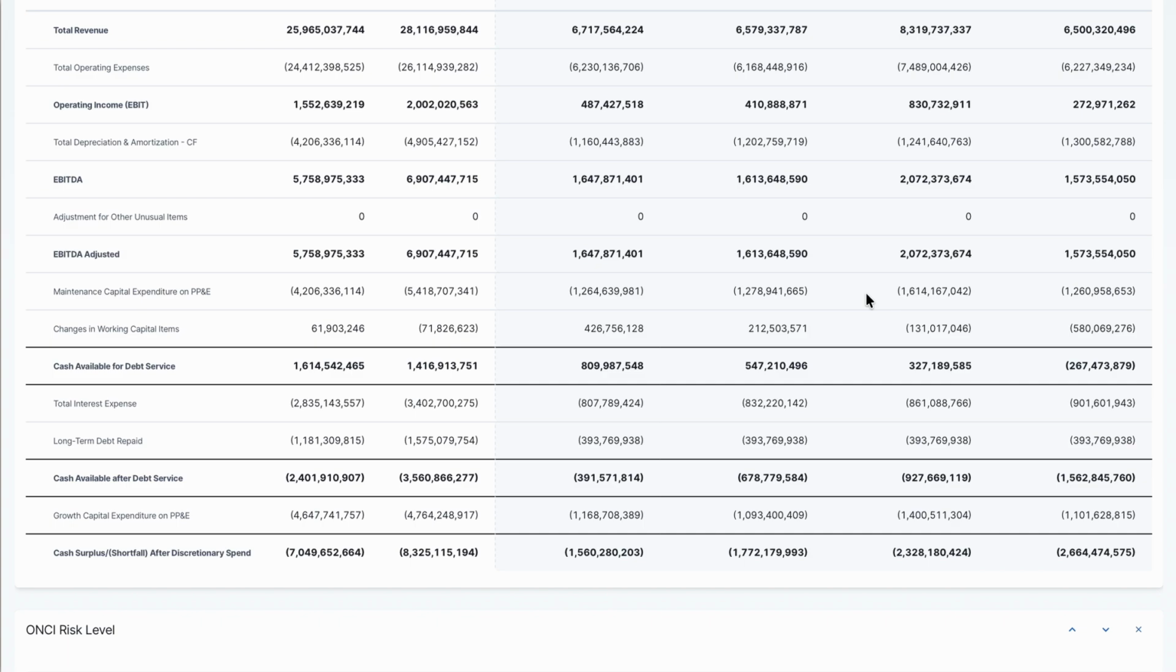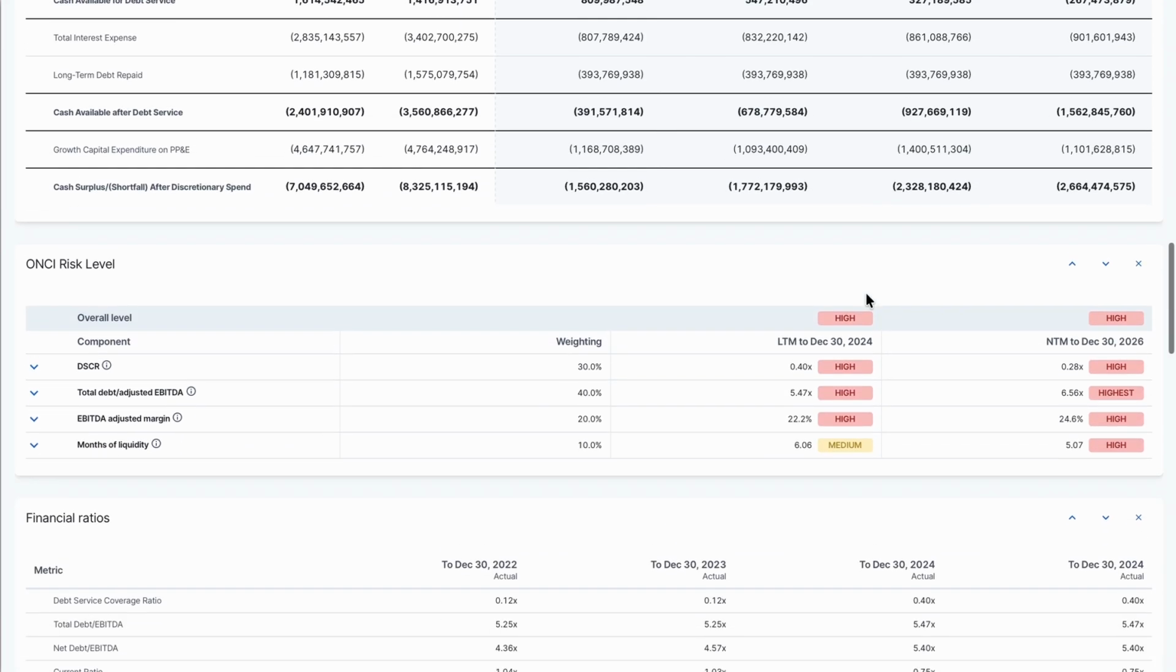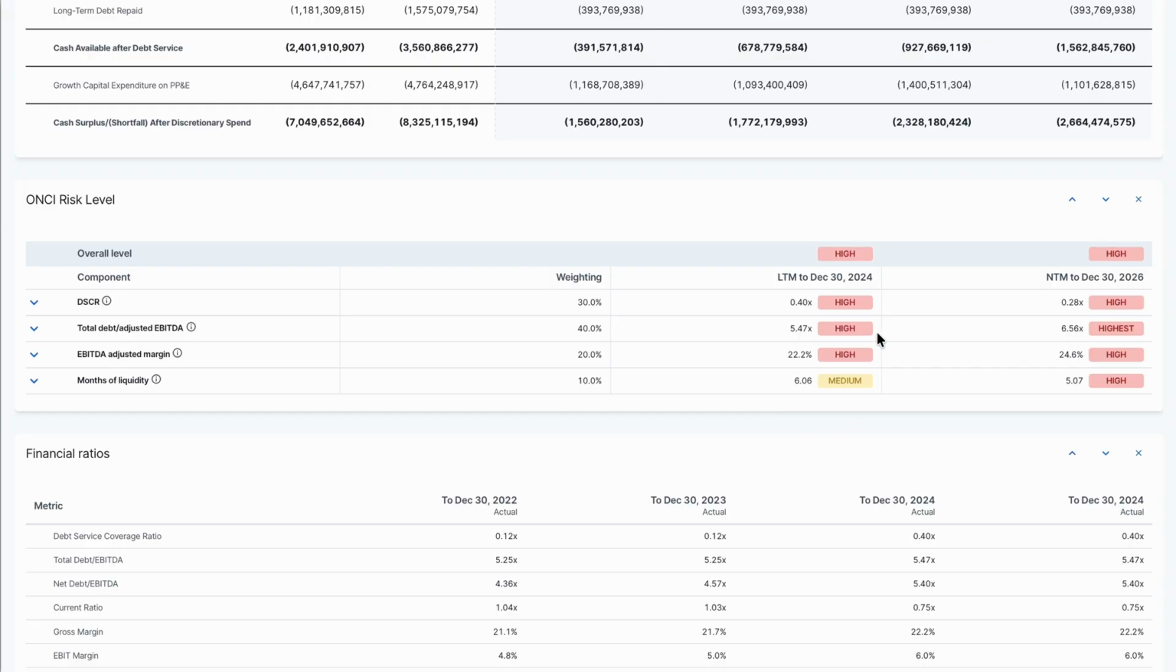ONCI synthesizes all of this data into a simple, transparent risk level. This is a configurable score, allowing you to identify the overall health of a borrower in the last 12 months or next 12 months at a glance. Each component, DSCR, leverage, margins, liquidity, is weighted and scored so you can see what's driving the risk classification. In this case, every metric except liquidity is contributing to a high risk rating. This helps triage quickly. Is the borrower flagged because of systemic margin pressure or a specific liquidity crunch?